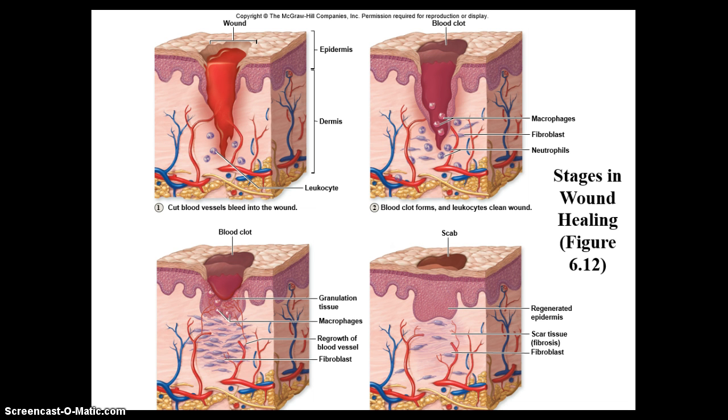In the third picture, the blood vessels regrow and a granulation tissue forms. Granulation tissue is a vascular connective tissue, which you can see in the third picture in the bottom left. The last stage of wound healing is that the epithelium regenerates and a connective tissue fibrosis occurs, as you can see with the scab.